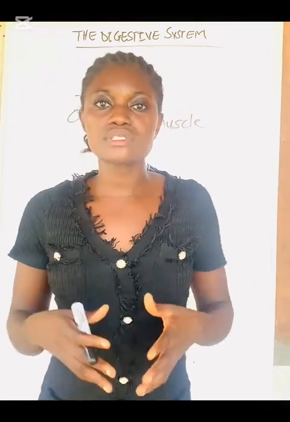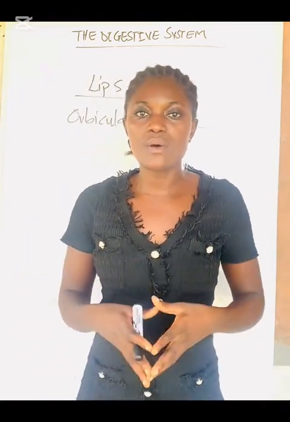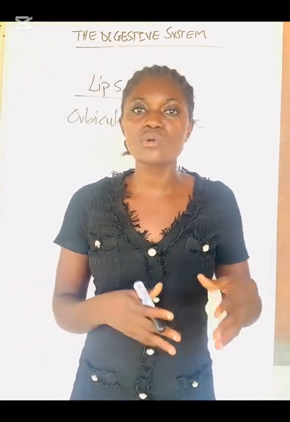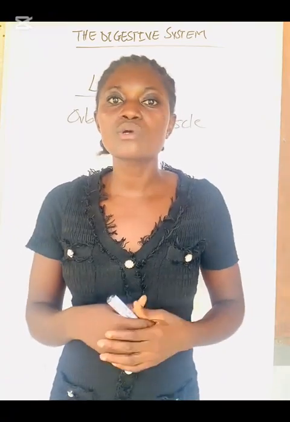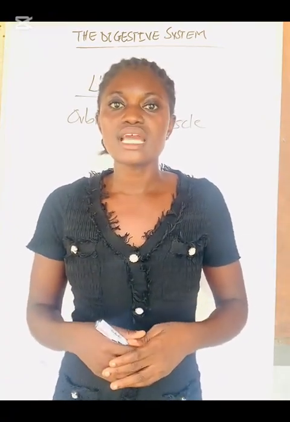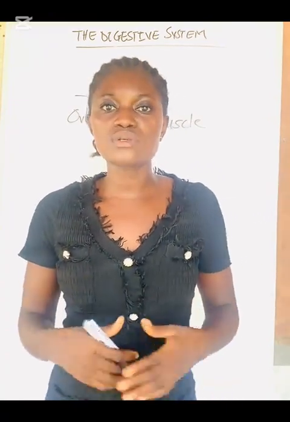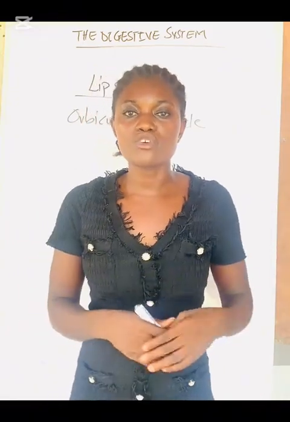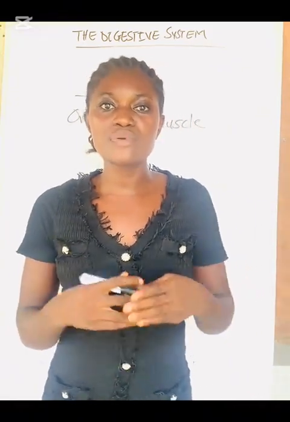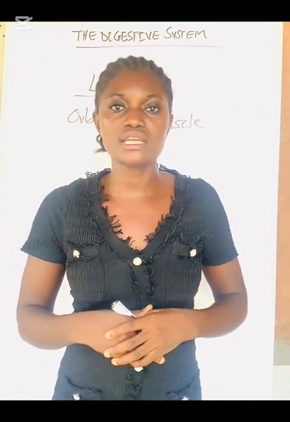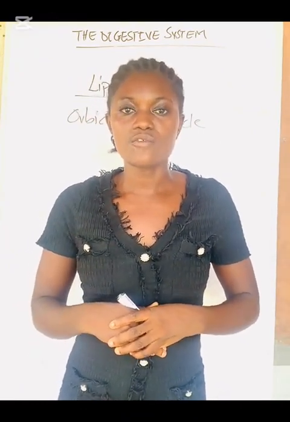The lips bound the mouth. The muscles that are found in the lips are called the orbicularis muscles. Then the lips have a pinkish color because of high amounts of blood supply, and also the epithelium of the lips is very thin. That is why you see the pinkish color of the lips.